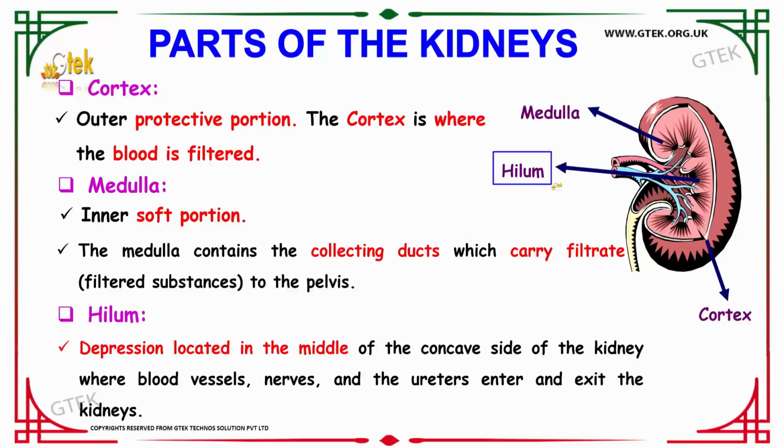Next we have the part known as hilum. In hilum, the depression that is located in the middle of the concave side of the kidney, where the blood vessels and nerves and the ureters enter and exit the kidney, is known as your hilum. So this is your hilum. It is a depression in the middle of the concave side of the kidney, where your blood vessels, nerves and ureters enter and exit the kidney.